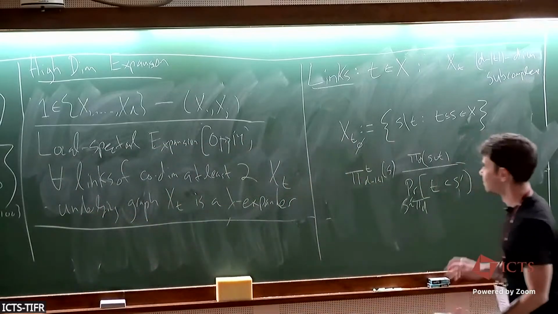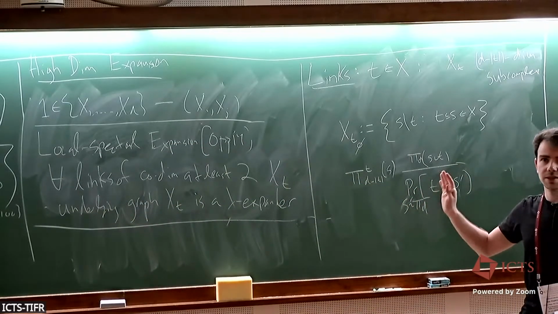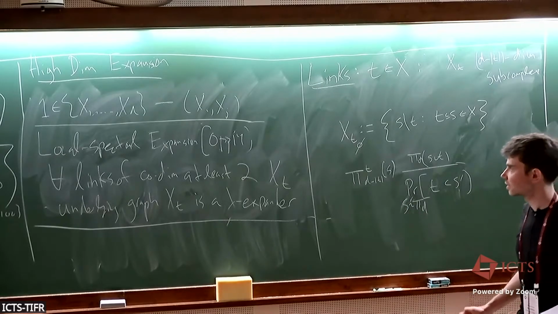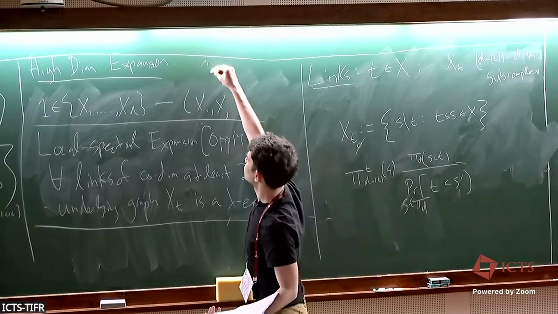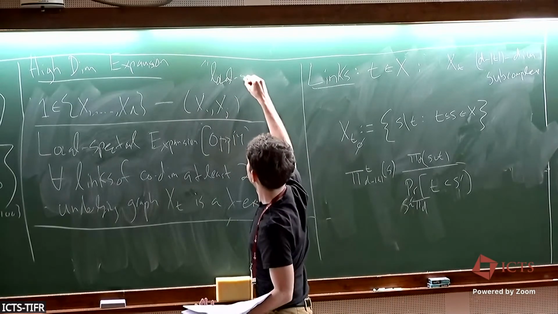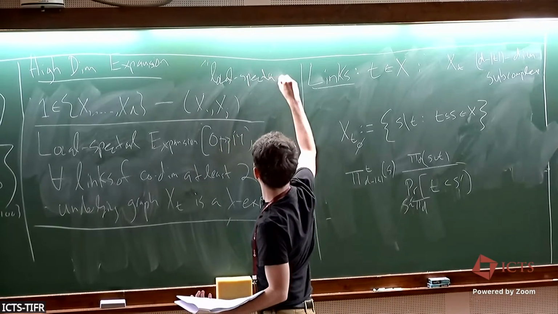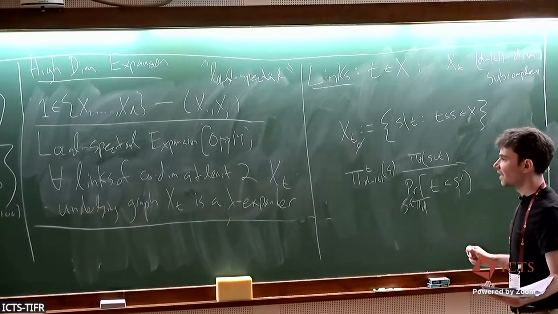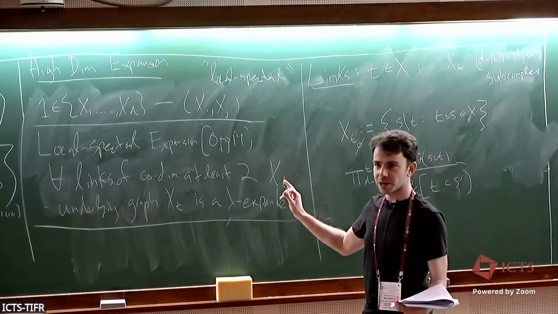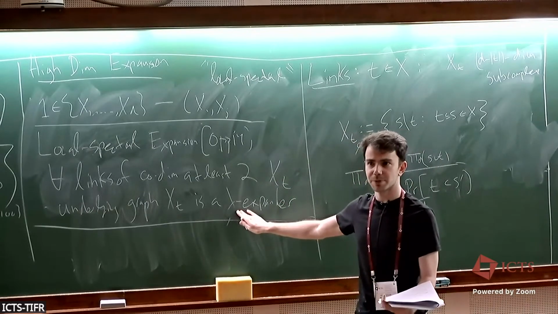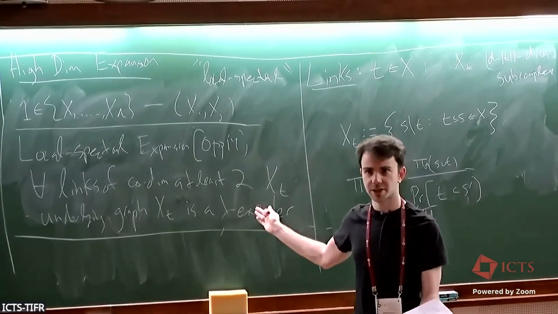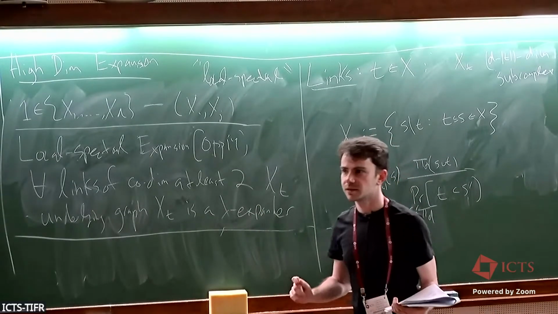Any questions on links or the local spectral definition of high-dimensional expanders? This is called local spectral expansion. I guess maybe I should say that a one-sided local spectral expander is when you have a one-sided expander on the links. A two-sided local spectral expander is when you have two-sided expansion on the links.